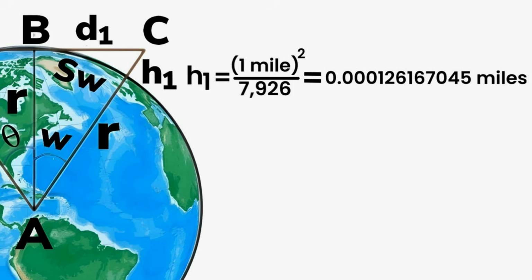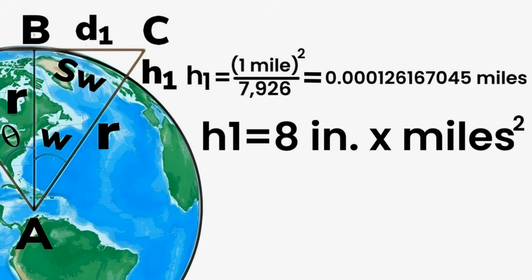Now we know that h1 equals 1 mile divided by the diameter, which is 8 inches. We have h1 equals 8 inches times miles squared, which is more popularly known as 8 inches per mile squared.